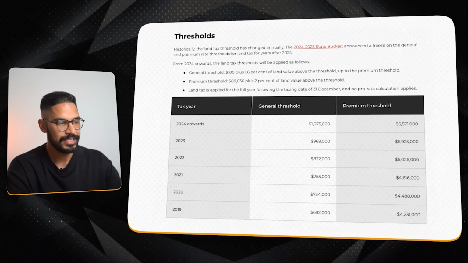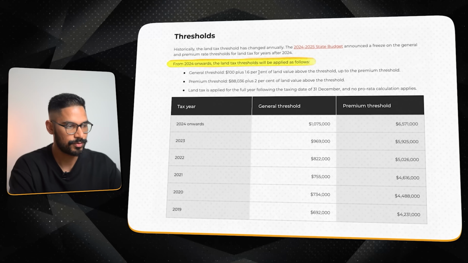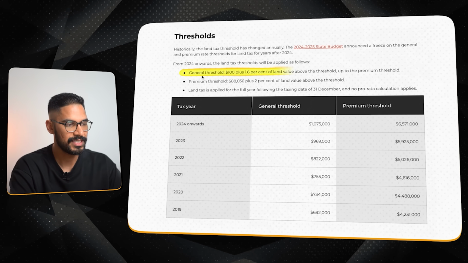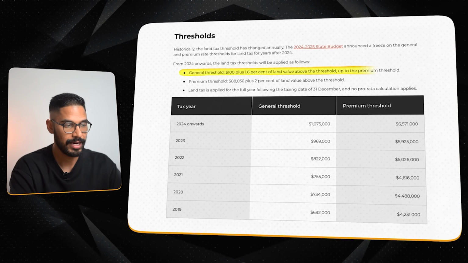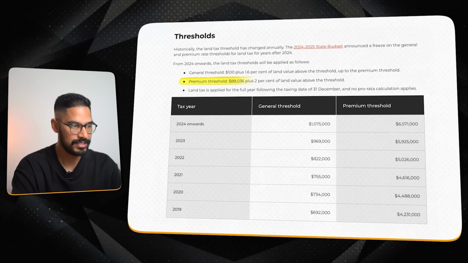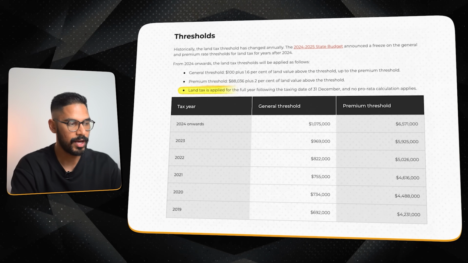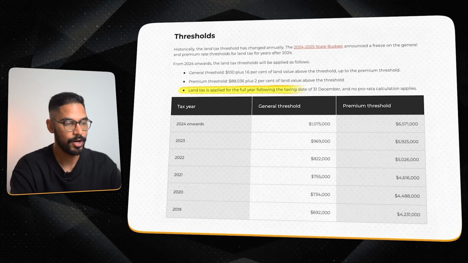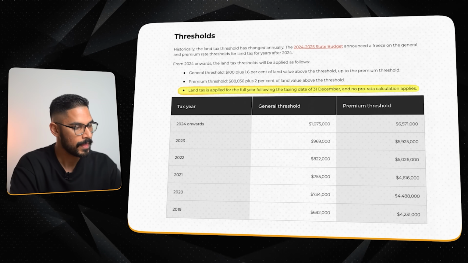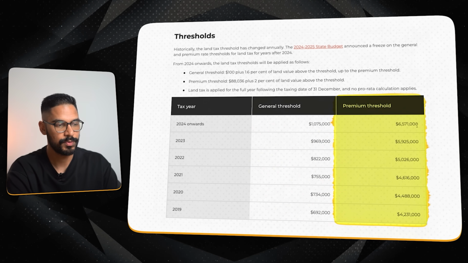Well, it does change year to year, so it continues to increase. But from 2024 onwards, the land tax thresholds will appear as follows. The general threshold is $100 plus 1.6% of land value above the threshold, up to the premium threshold. Premium threshold is $88,036 plus 2 cents of the land value above the threshold. Land tax is applied for the full year following the taxing date of 31 December and no pro rata calculations apply. So what we've got to do is we look at general first and then we head over to premium once we get to those numbers.